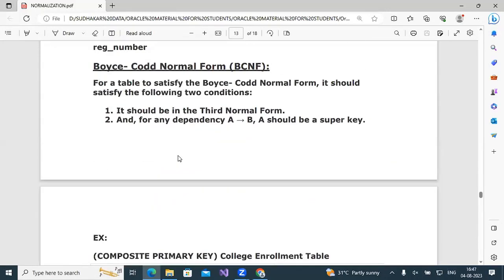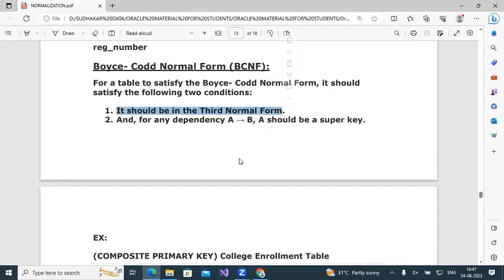Boyce-Codd normal form. What does it tell us, can you see? If your table should satisfy Boyce-Codd normal form, it should first satisfy third normal form. Can you identify here, for every normalization, if you want to satisfy it, the previous normalization must also be satisfied? Yes or no? So if you want to go for second, first must be satisfied. For third, second must be satisfied. Then for Boyce-Codd, third must be satisfied. So every technique has some hierarchy, a link.